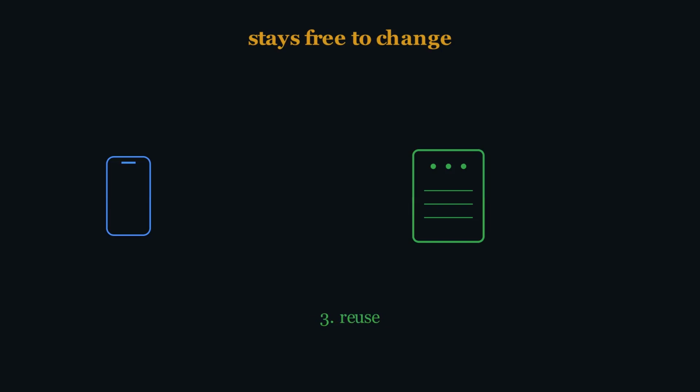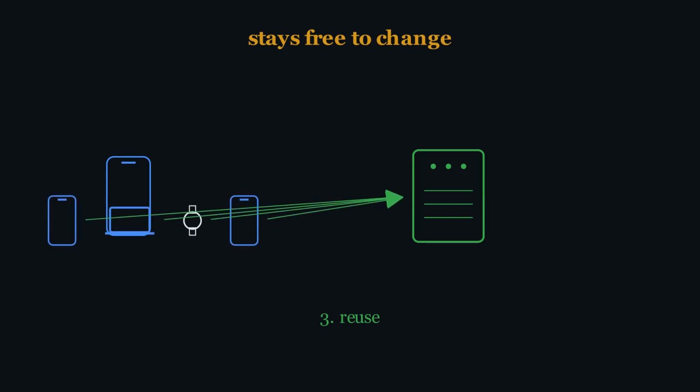Third reason, one list serves everyone. Your phone app, the website, a smartwatch, someone else's app, all of them send the same request to the same place. Build it once, serve everything.